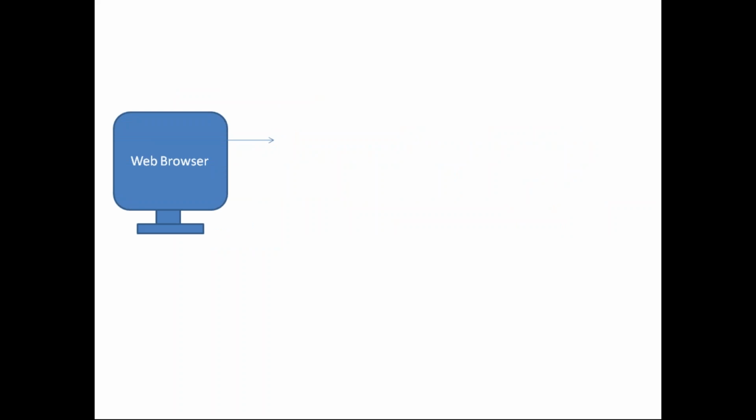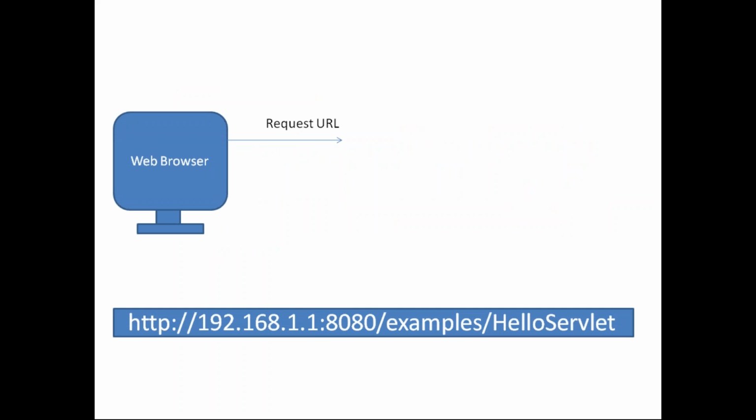Now in more detail, the web browser sends the request to the web server in the form of a URL. URL stands for Uniform Resource Locator. This URL contains a total of 5 parts. First one is the protocol name. HTTP is the protocol name, Hypertext Transfer Protocol, and this is the IP address of the system on which the Tomcat server is running.